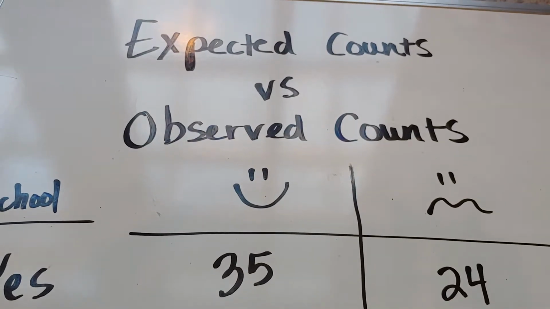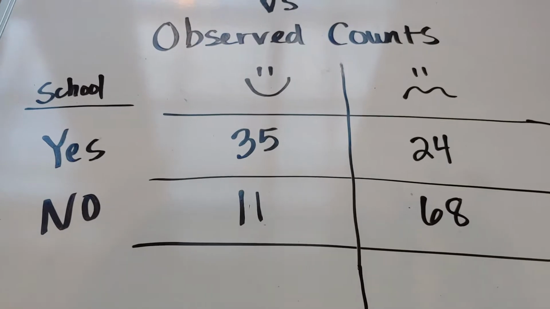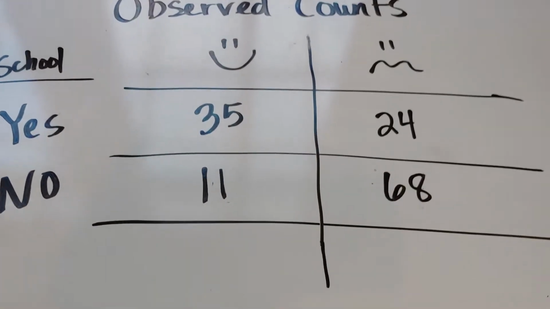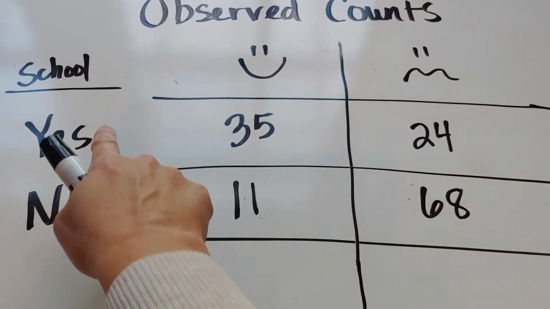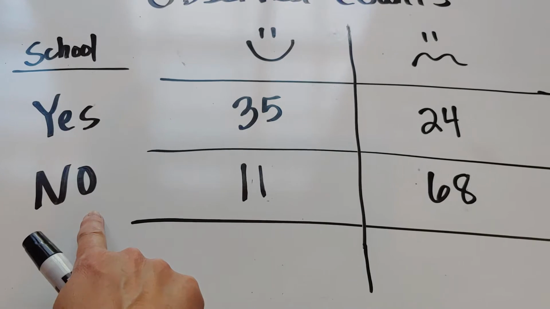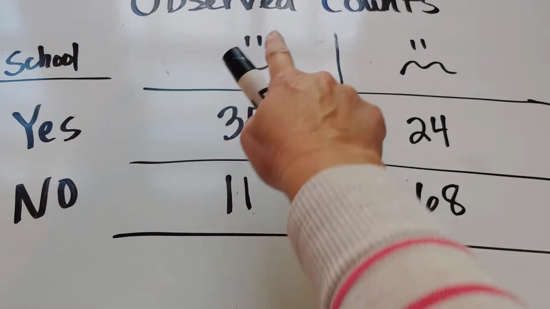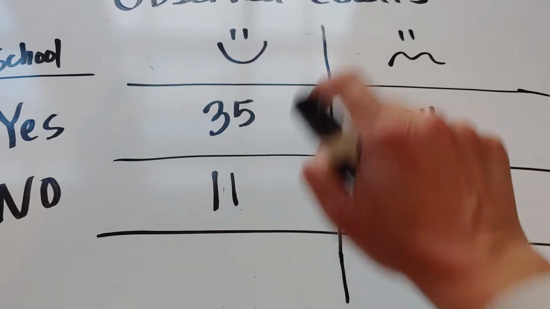Our second video on expected counts versus observed counts is for a two-way table. My two-way table is a little bit funky, but here it is. Let's say we decide to survey Cuesta students and find out how many are still attending their distance ed classes. So yes is attending distance ed, no's they're no longer doing work. And we're also looking at their social emotional well-being. So are they happy or are they sad?